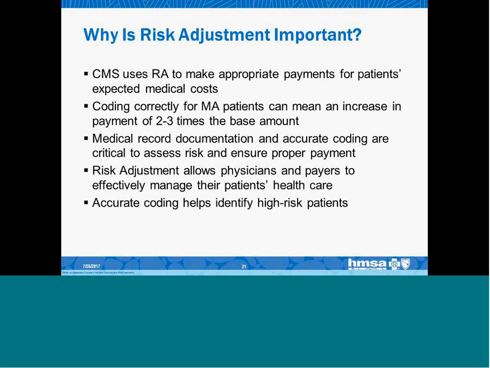So many variables influence the rate paid by CMS to an MA plan, even for patients within the same geographic area. One of the most important is the hierarchical condition categories. Accurate coding helps identify the high-risk patients, thereby allowing physicians to encourage patients to participate in disease and care management programs and prevention initiatives.